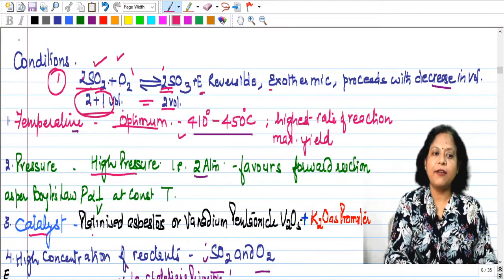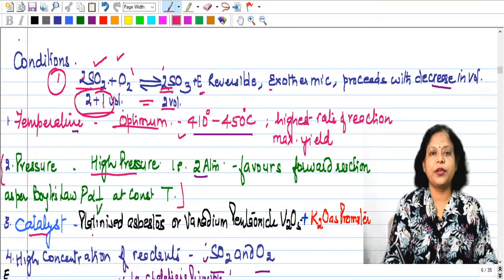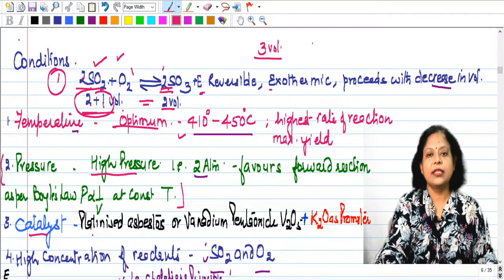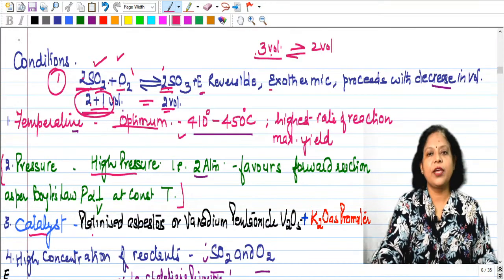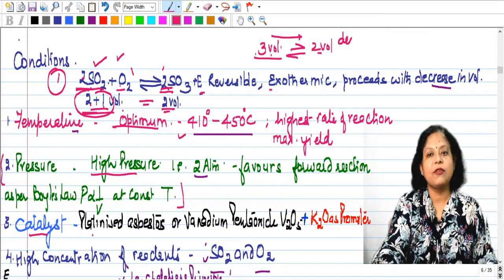Now children, I would like to attract your attention over here. Right, I discussed over here the volume. On left hand side there are 3 volumes, and on right hand side only 2 volume. Okay, 2 plus 1, 3, and over here 2 volume. So what is happening? There is decrease in volume.